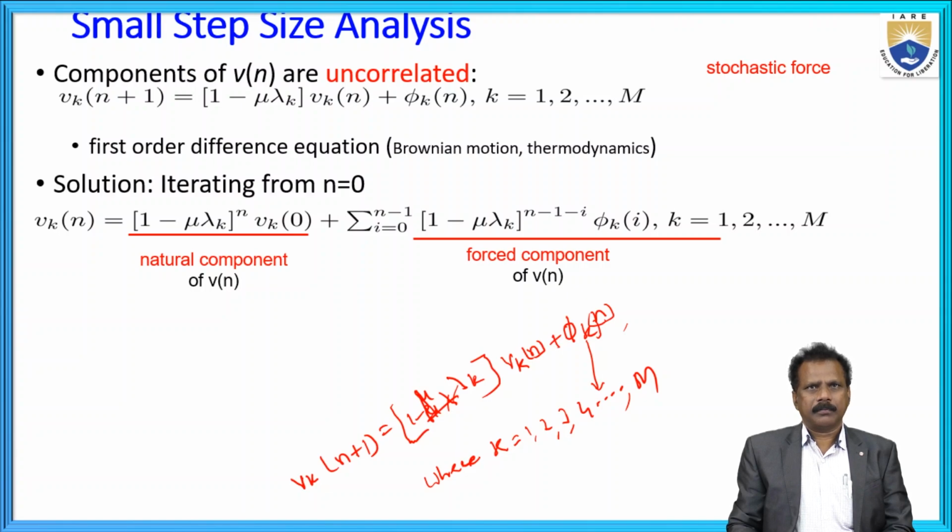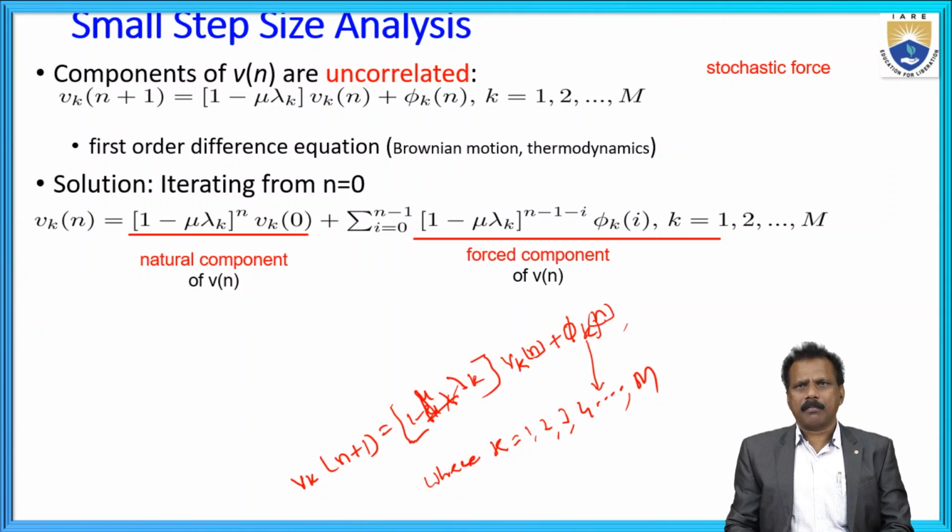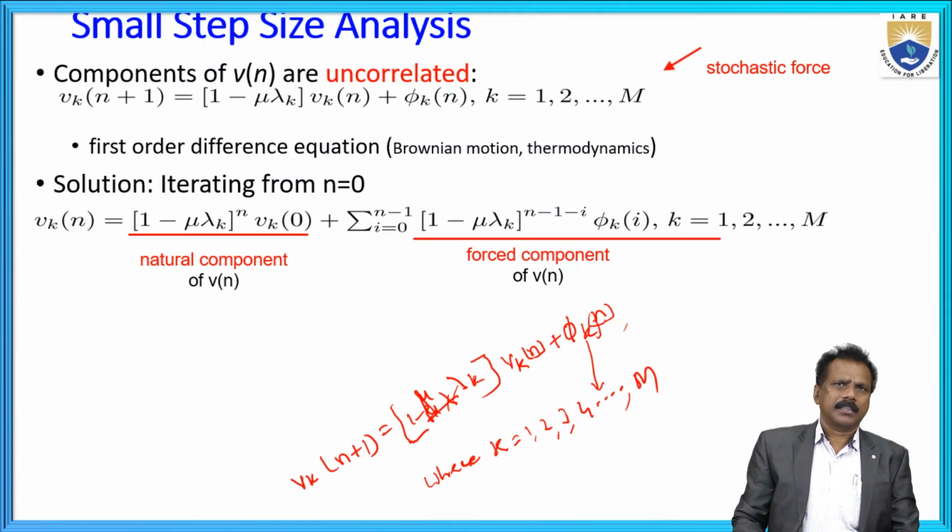If it is a first order difference equation, we will go for this, and the solution is involved here. Iteration from n equal to 0, v k of n, we are ready to observe the natural component and forced component. After that, we can decide the factor.